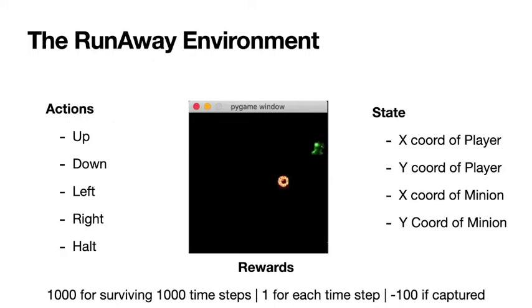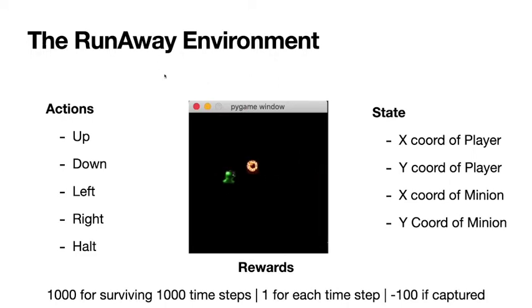The actions that the agent can take are up, down, left, right, or it can halt, meaning it can just stay where it is or do nothing. The state of the game is represented as a vector of 4 numbers, the x and y coordinates of the player, and the x and y coordinates of the minion.